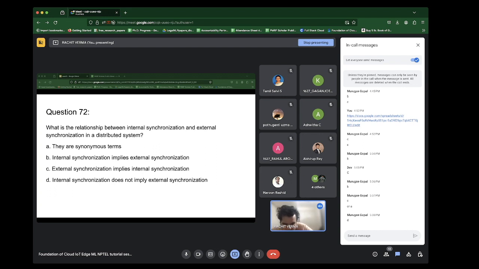So yes, C and D. If two clocks are externally synchronized, they are synchronized to some external clock, right? That means they are internally synchronized to each other, because they have the same time. But if two clocks are synchronized internally, then both of them may have totally drifted away from the external system. So that is why internal synchronization does not imply external synchronization. Because of that, B is the wrong answer, and D, internal synchronization does not imply external synchronization, is the right answer.